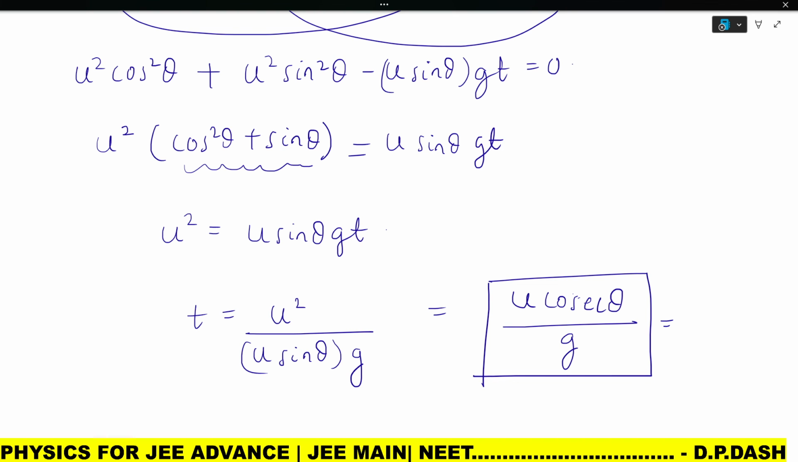to make the final velocity perpendicular to the initial velocity.